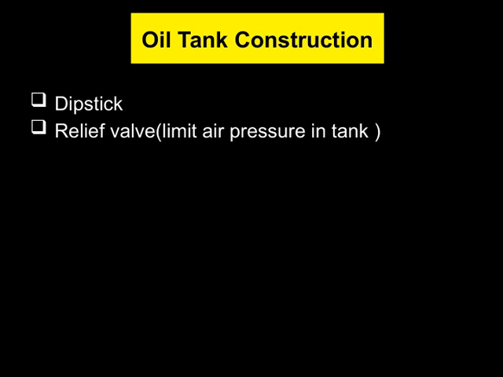Next, we have the relief valve, which is critical for safety. It limits the air pressure inside the tank, preventing overpressurization that could lead to damage or failure. Understanding how these parts work together is vital for maintaining the integrity and safety of the oil tank. And speaking of construction, we'll also explore how oil tanks are built, including the materials and design considerations involved. All these points tie into the overall theme of ensuring safe and reliable operation of the equipment.